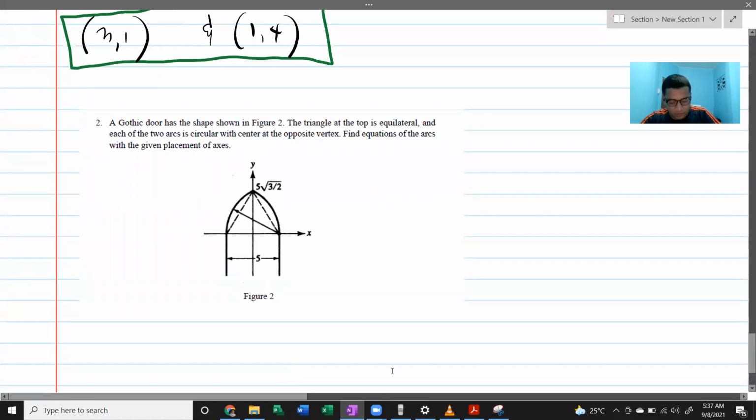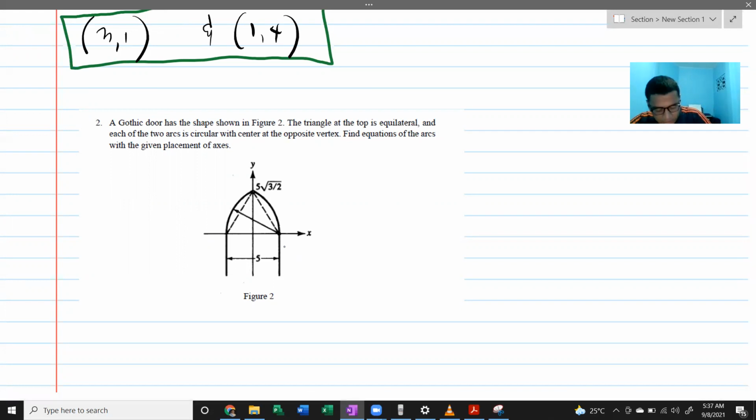Wait, let me use my pen. We have this one arc here and another one on the right. As you can see, this is symmetrical about the y-axis, and the inside triangle is an equilateral triangle, meaning all sides and angles are equal, and the internal angles are equal to 60 degrees.